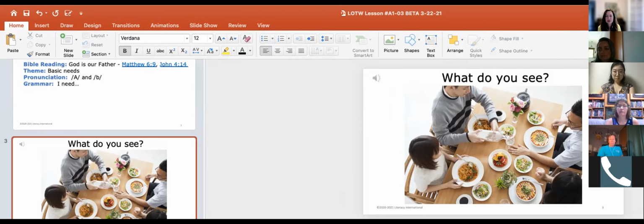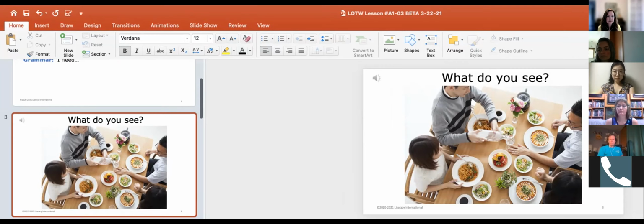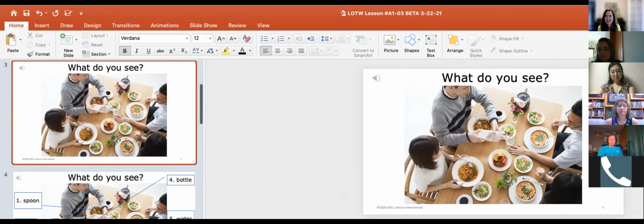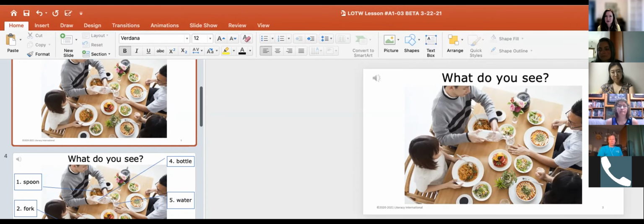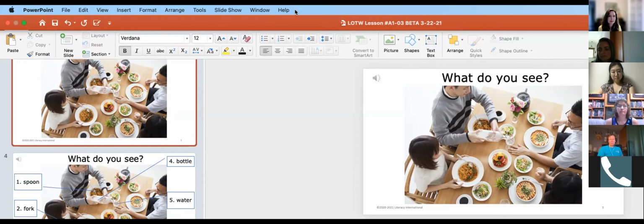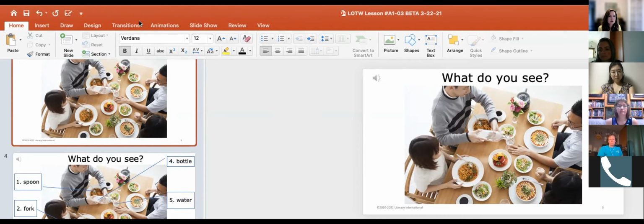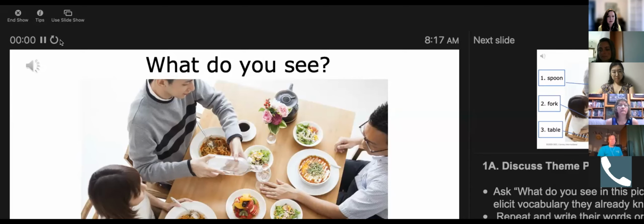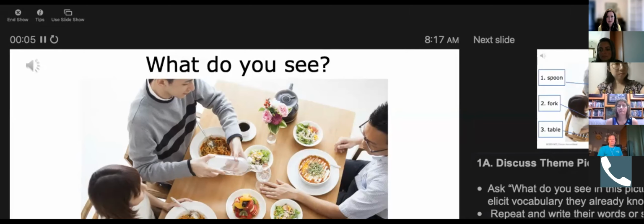The teacher's notes are pretty detailed, so that brand new teachers who have not taught ESL before can find a lot of the answers that they need to questions and have a script of what to say as they're going through these lessons. I'm also going to switch my view right now just to make the screen a little bit bigger to presenter view. And once again, I'll show this part.